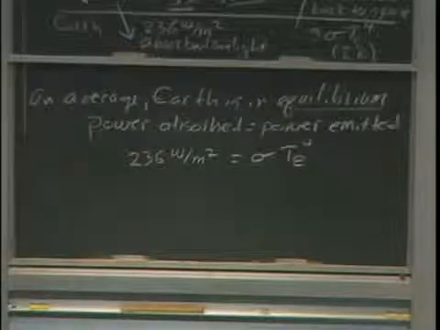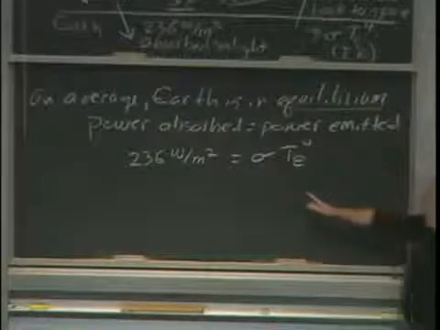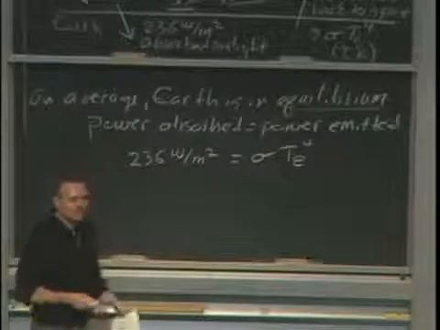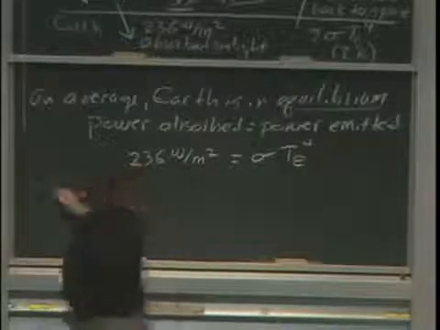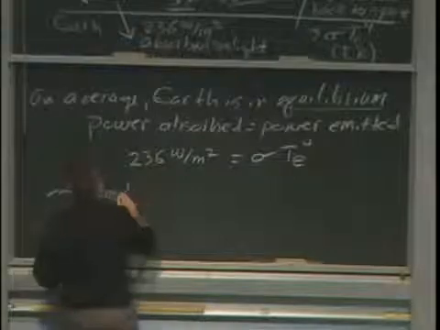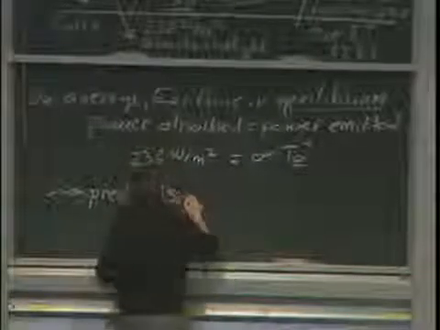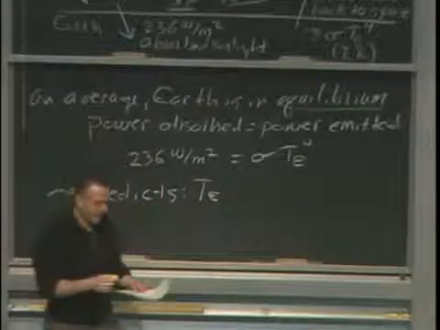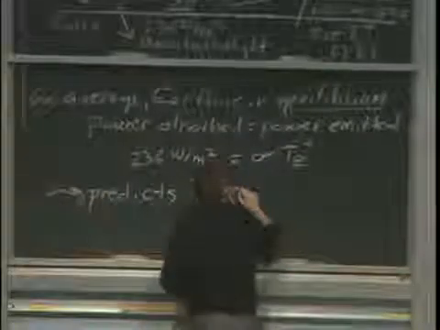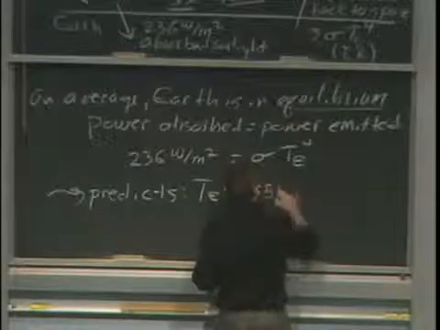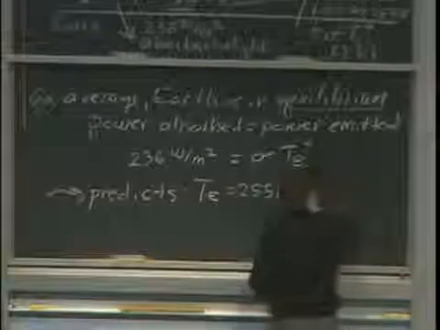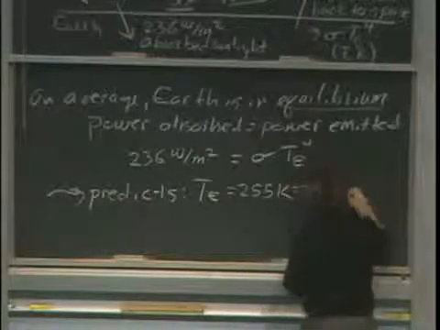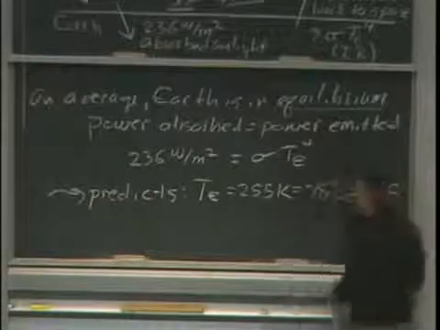When we set those equal, we can solve. This is just a constant, so we can get rid of that, and we can solve for this temperature. Okay? And when we solve that, this model predicts that if the Earth did not have any atmosphere, the average temperature of the Earth would be about 255 Kelvin, which in human units is minus 18 degrees Celsius or 0 degrees Fahrenheit.